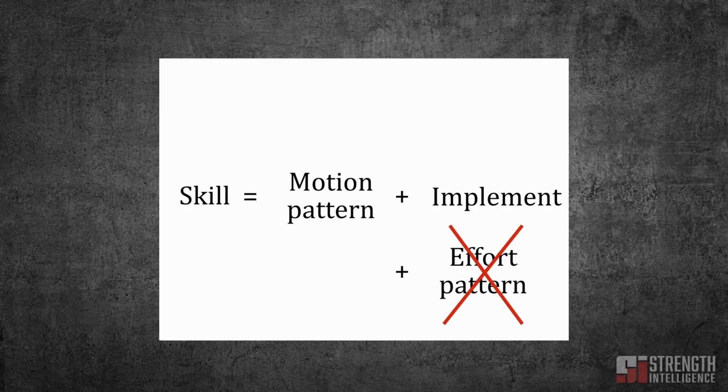Okay, with all that in mind, let's get into the study now. In the previous chapter, the previous episode, I studied the strongman skill set, and I found out that in that data set there were 74 unique skills. Now, keep in mind, in that study, I defined the skill as only the motion pattern and implement combination. There wasn't enough data to describe the effort patterns.